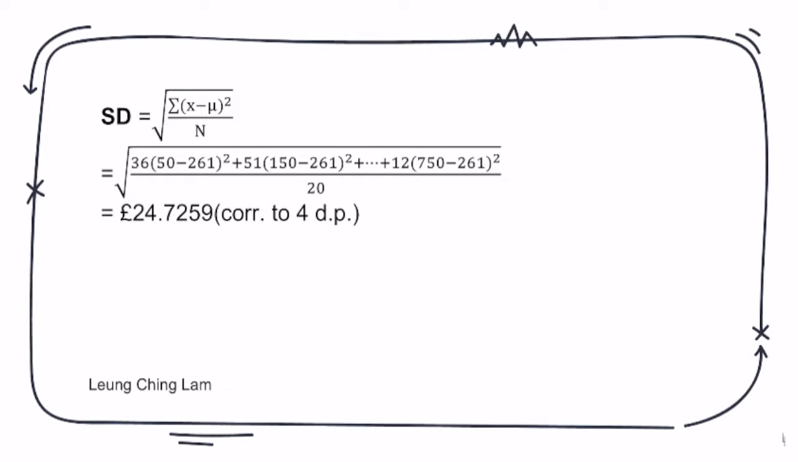The last one will be finding the standard deviation. In this question, the formula of sample standard deviation is used. X equals each of the values of the data, X bar equals the mean of the data, and N equals the number of data points. After inputting all the data into this formula, we will find this equation, and the answer is 211.7259 pounds, correct to 4 decimal places.